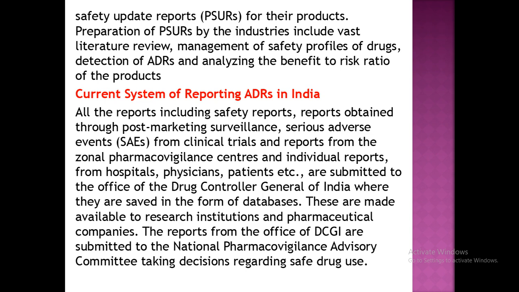Reports are submitted to the Office of the Drug Controller General of India, where they are saved in the form of databases. These are made available to research institutions and pharmaceutical companies. The reports from the Office of DCGI are submitted to the National Pharmacovigilance Advisory Committee, which takes decisions regarding safe drug use. If they find that a certain drug is causing severe or serious side effects, and if the proportion or percentage of side effects is high, they will take a decision to ban the drug also.